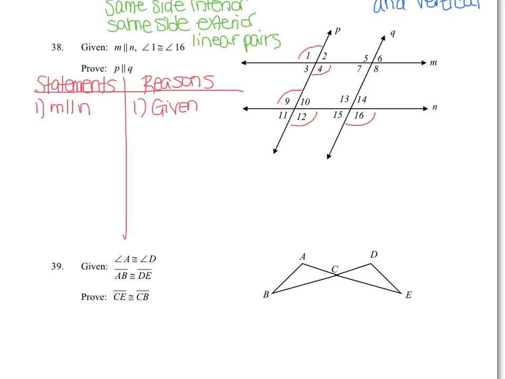There's definitely more than one way to do this. But I think the first thing I'm going to do after stating that M and N are parallel is step 2, angle 1 is congruent to angle 12.